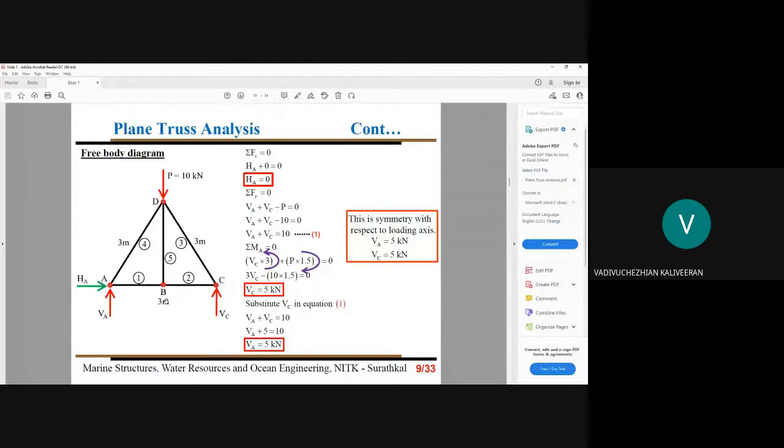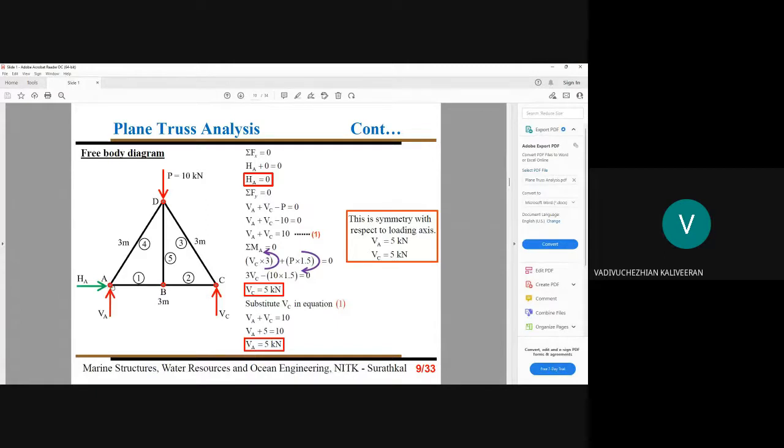So now which is feasible? Which can be treated as a starting point? Either we can start from joint A or joint C. When you think about joint A, we have already identified the support reactions. We have only 2 unknown member forces at this joint.